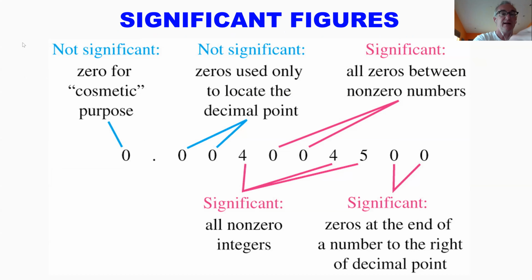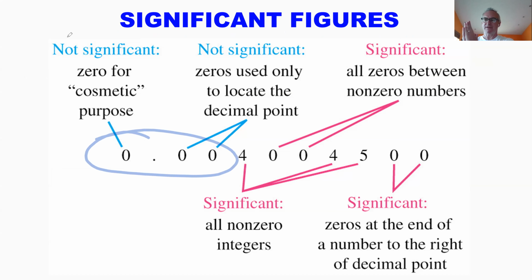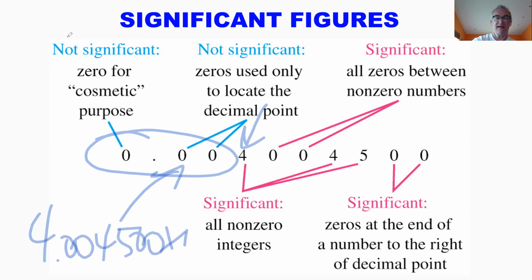So these first three are not significant, because all they are is telling us how big or small a certain number is. It's just telling us to which power of 10 that number is. If you wonder whether it's significant or not, think to yourself: if I was to write this in scientific notation, would I use these numbers? The answer is no, you wouldn't. You would start at 4. You would say 4.0045 times 10 to the minus 1, minus 2, minus 3. That's how you would write that out.